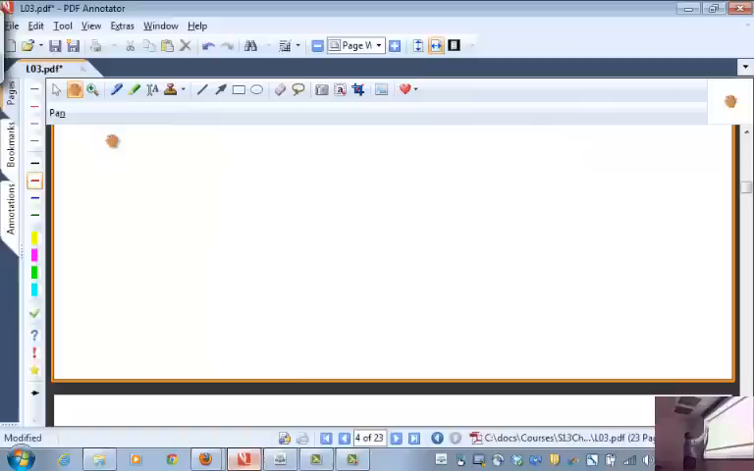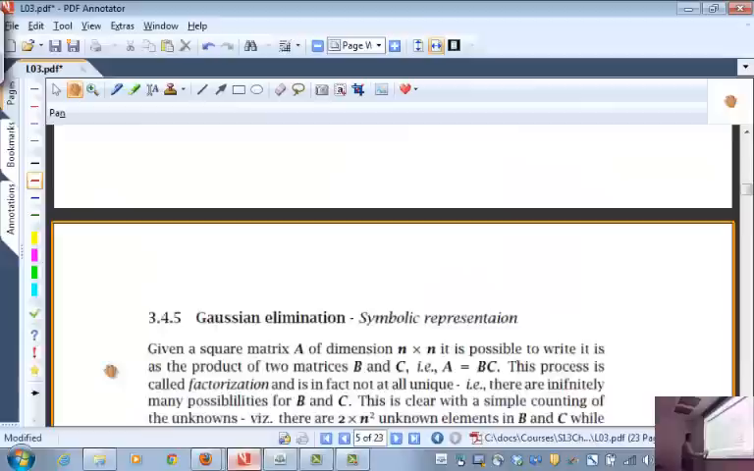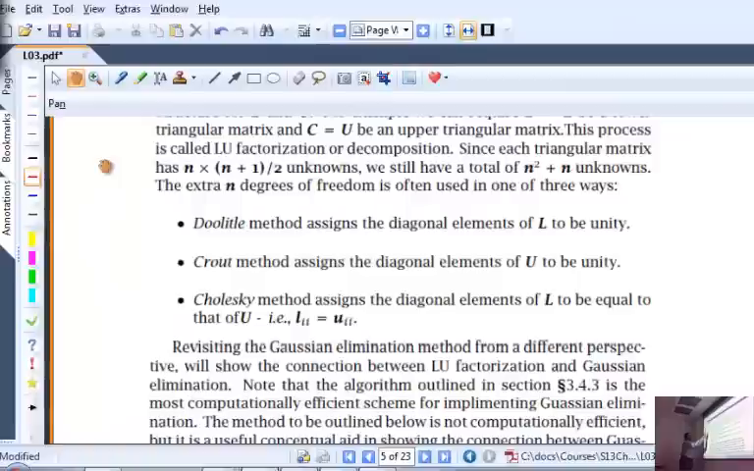Now, this is a concept where we learn how Gaussian elimination works in its most efficient form. By symbolic representation, I'm talking about how, when you do an LU factorization of A, L captures all the operations in the forward elimination, and how U contains all the information needed for back substitution.